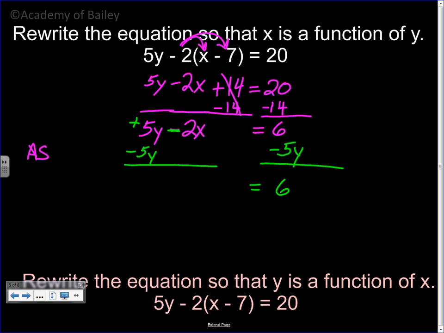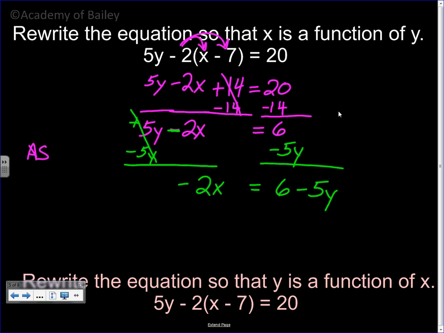And 6 minus 5y is what we get there when we simplify that expression. On the left side, 5y minus 5y will give us 0y, and we drop down negative, don't forget your negative sign, 2x. Forget that negative sign, that'll be bad news.